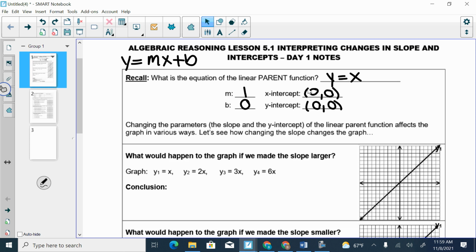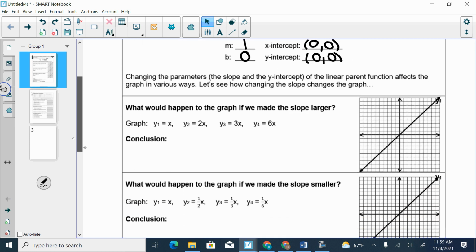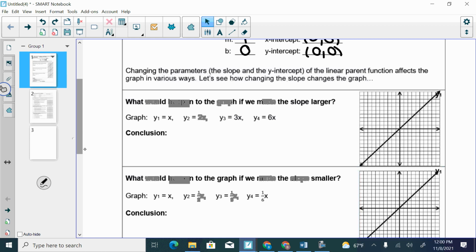So today what we're going to be talking about is what happens. What does it do to your graph when you change these two numbers? So if you make it bigger than 1, what happens? Or if you make it smaller than 1, what happens? If you make this some number besides 0, how does that affect what our graph looks like comparing it to this parent function? Okay? So here they say, what would happen to the graph if we make the slope larger?